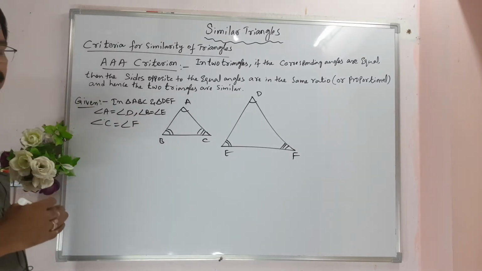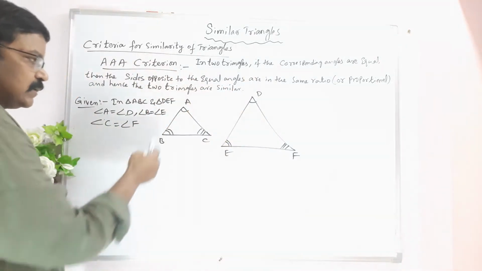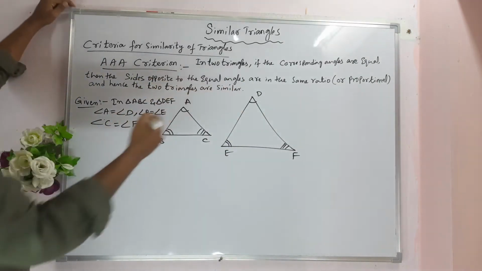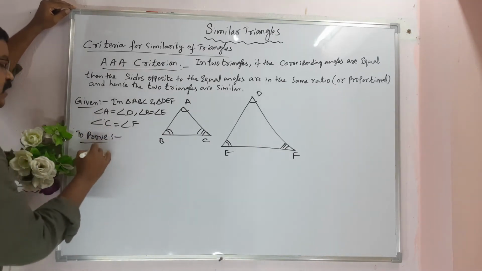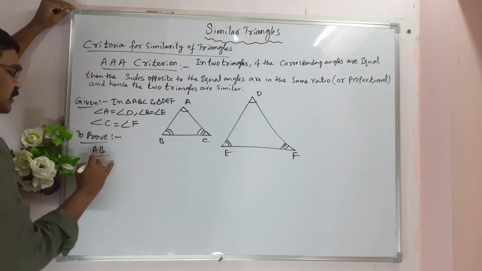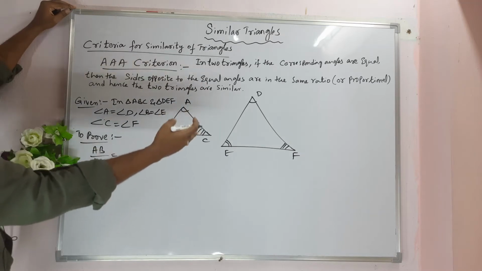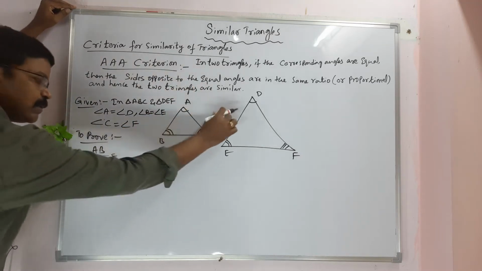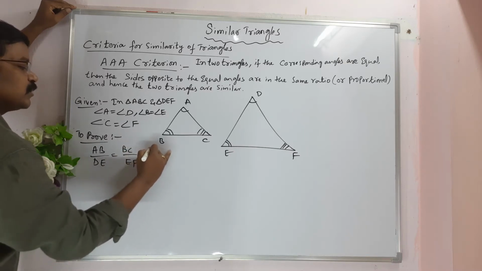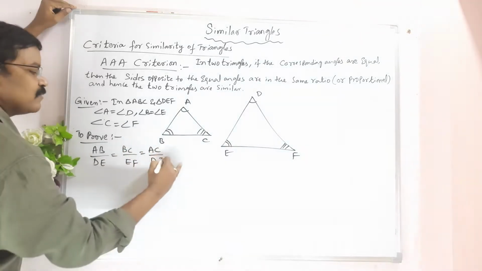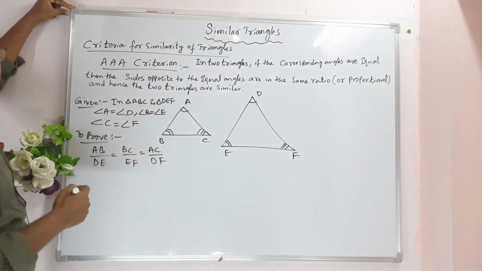This is given. What is to be proved here? The sides opposite to the equal angles are in the same ratio. That means we have to prove AB by DE is equal to BC by EF is equal to AC by DF. This is to be proved. Hence, of course, the two triangles are similar.